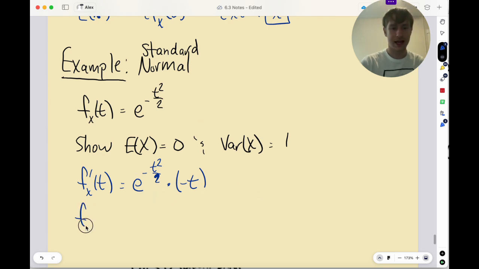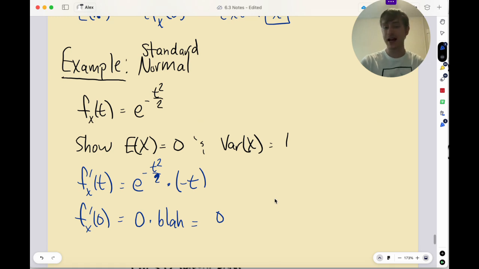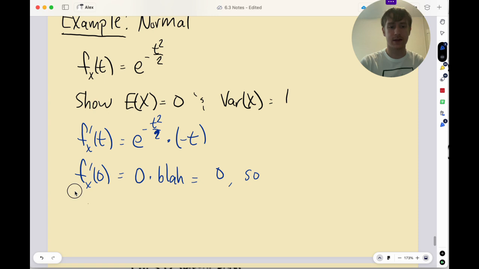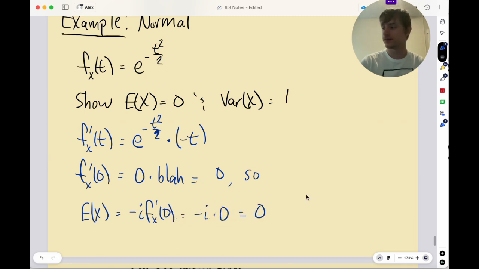So then plugging in 0, that immediately gets you 0, right? Zero times who cares, you get 0. Now, we're not done, because remember that the expected value of x was minus i times the first derivative evaluated at 0, which is minus i times 0, which is 0. Okay?